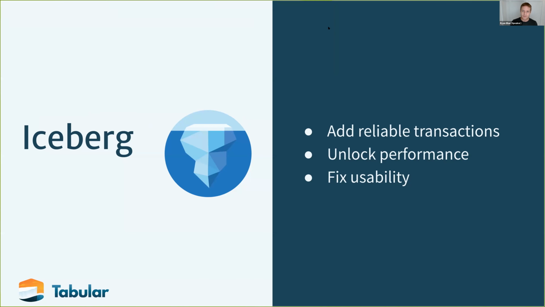So Iceberg adds reliable transactions. It unlocks performance bottlenecks and really allows us to scale up to Netflix-sized data sets. And then the third thing is we're fixing usability. Now, I just gave a talk actually at Trino Summit last week about unlocking performance with Iceberg and Trino. We're not going to talk so much about unlocking performance today. How we do that is really more of a deep technical thing. Go check out that talk if you want more on that.